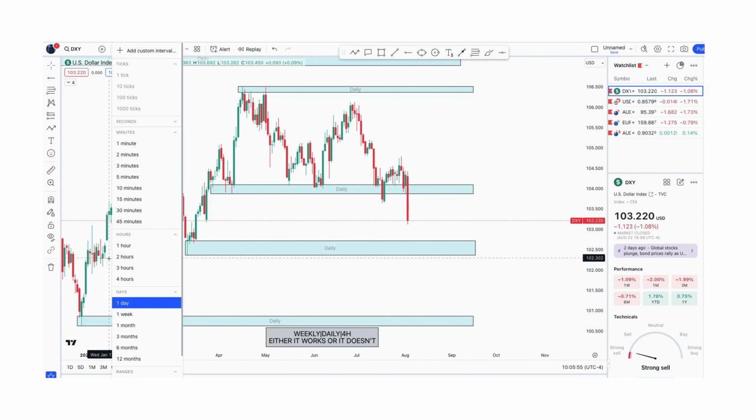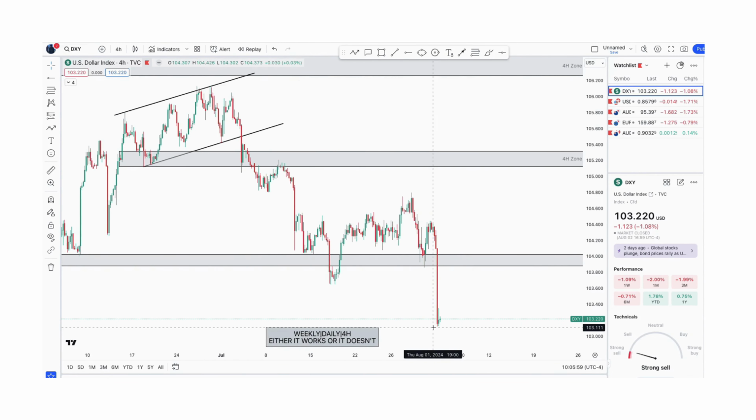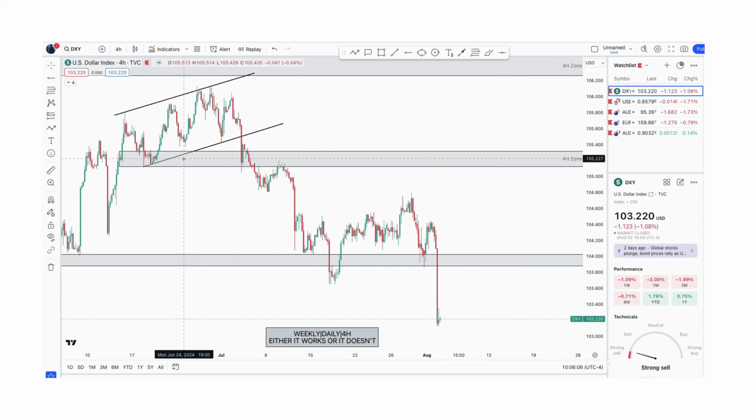We break down to the 4-hour time frame. We can see a little bit of intraday movement on a 4-hour. This is that pullback that I'll be expecting, just a pullback into this area before shorting, and vice versa, as we talked about. So that's going to be the DXY going into this week.